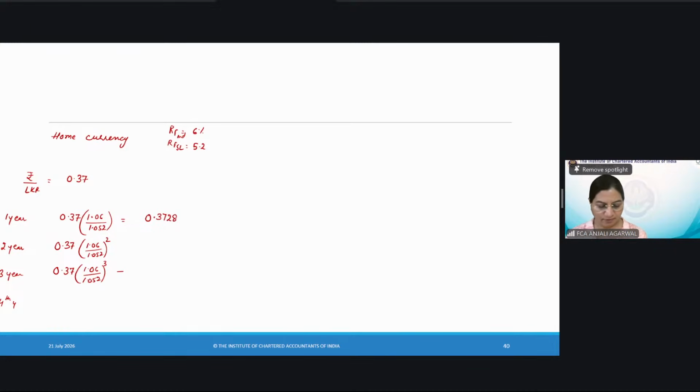Then again multiplied by 1.06 and divided by 1.052, we get 0.3756. I am taking till 4 decimals only. Though for the calculation of the next period, I am simply taking whatever figures are there in the calculator and dividing by 1.052 and multiplying by 1.06. So in calculators, I'm taking till the last decimals, so maybe you will get some difference. Then if I had used here 0.3785 and then used it to multiply 1.06 upon 1.052.